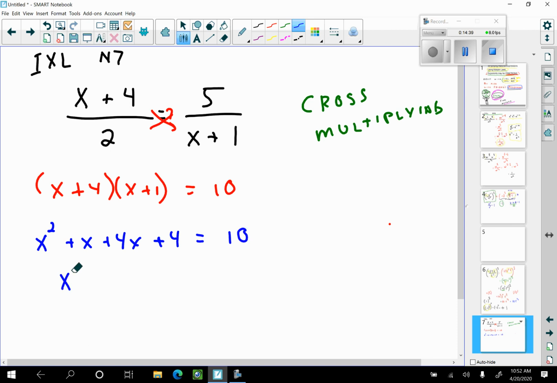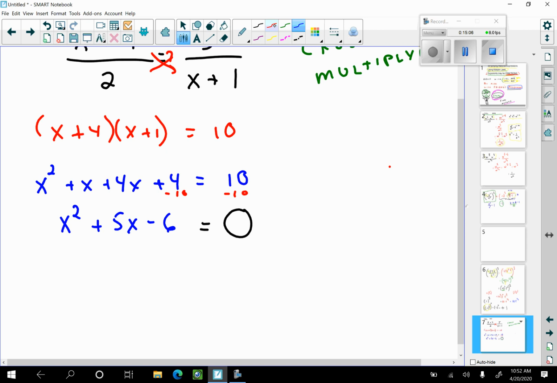Now I have x squared plus 5x plus 4. And I know I have a quadratic. How do you solve a quadratic? You set that bad boy equal to 0. I'm going to subtract 10 here. And what do I get? x squared plus 5x minus 6. And now guess what I have to do? I have to factor this rascal right here. I'm going to factor him.